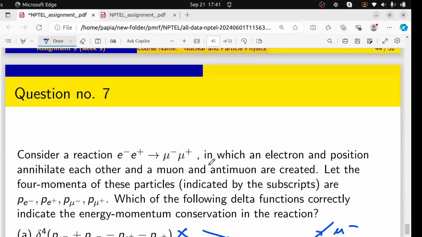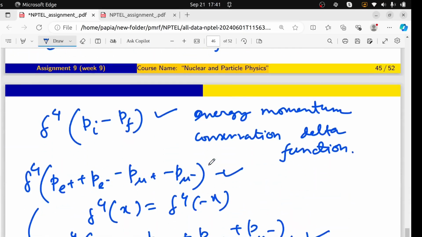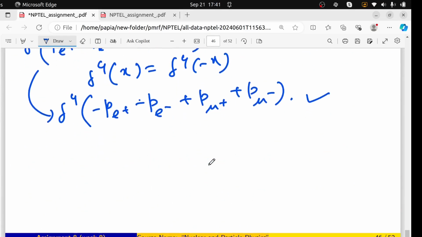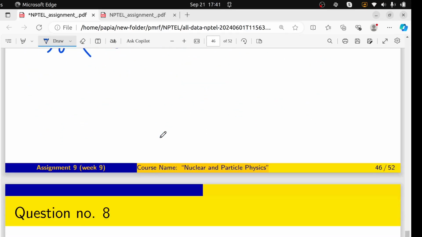Then question number 7 was exactly that one, the delta function calculation. From the delta function, energy-momentum conservation, we have seen that either delta four x is equal to delta four minus x. And what is delta four x? This is either the initial momenta both have the same sign, positive or negative, as well as the final momenta both have positive or both negative. And obviously the initial as well as the final will have different signs in front of them inside the delta function.